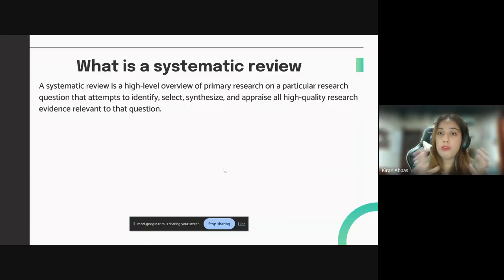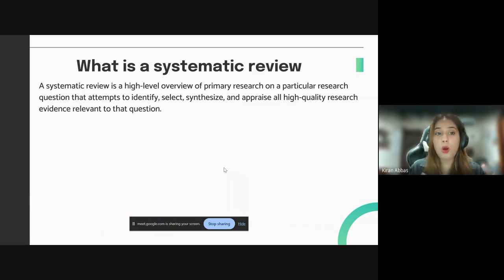We make sure that we have a predefined criteria, and we have a research question that we are trying to answer, and that research question is answerable. It's basically not vague, it's very clear, and I will show you how you're going to design your research question for a systematic review in a minute.